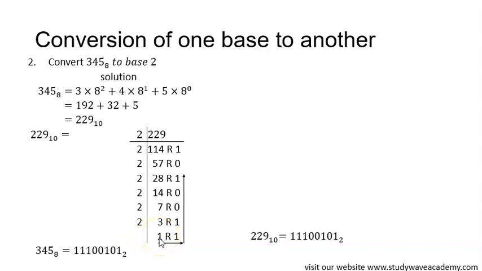And when taking our numbers, remember we're only taking the remainders, okay? We are starting from here. We take from here upward, okay? So when we take our numbers, we're taking 1, 1, 1, 0, 0, 1, 0, 1, okay? This is in base 2. So 229 in base 10, this is what it looks like in base 2, okay? Do you understand?